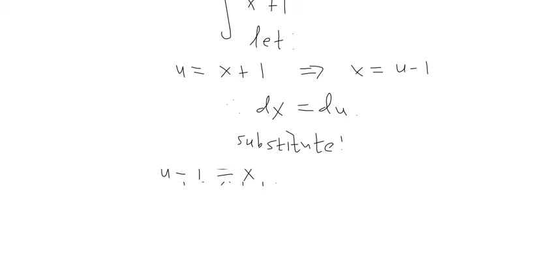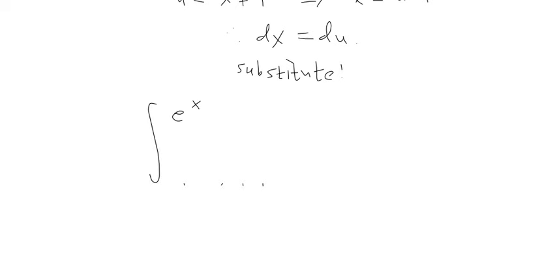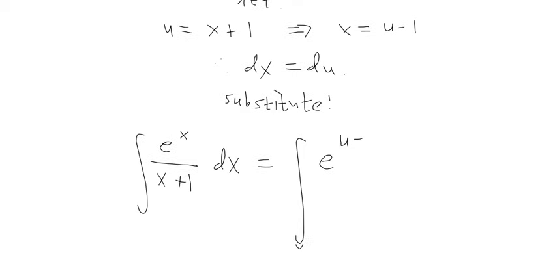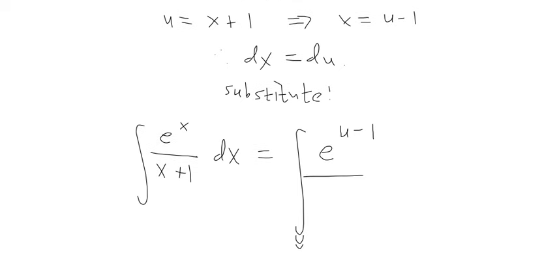So my integral of e to the x all over x plus 1 with respect to x is equal to the integral of, let's rewrite everything in terms of u, because that's the point of this. We're using u substitution before using the other methods like partial fractions and integration by parts. So replace all x's with u. So we have e to the power of u minus 1 all over x plus 1, which is u, with respect to u.